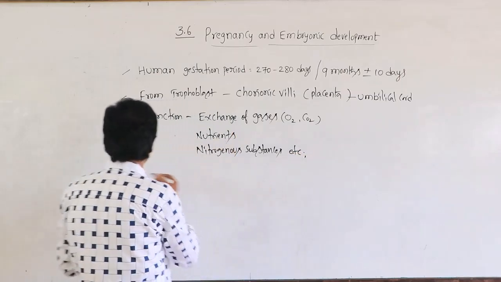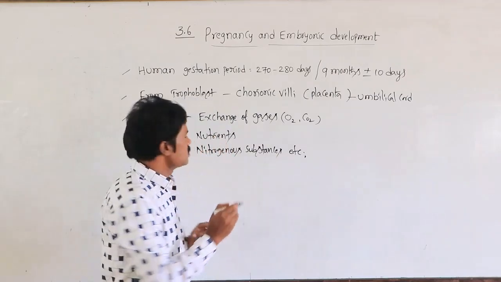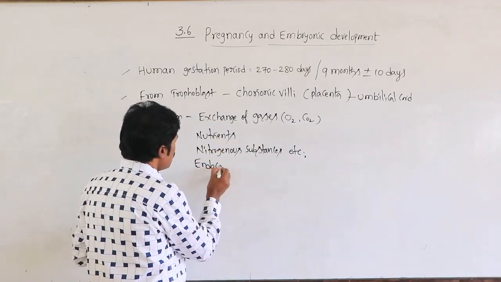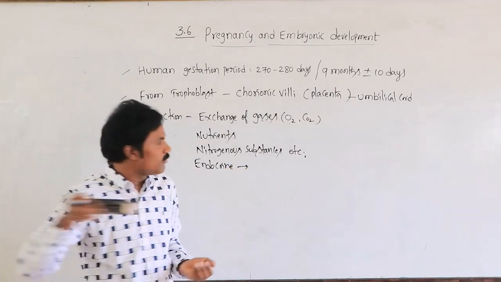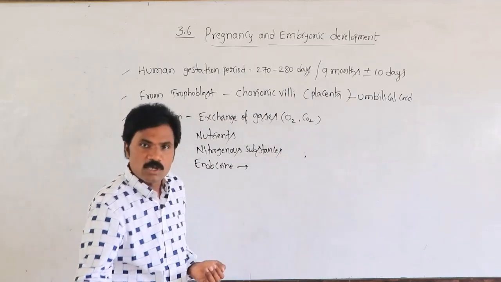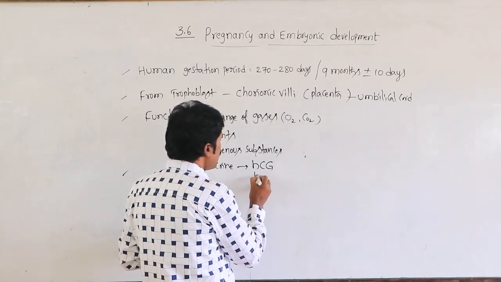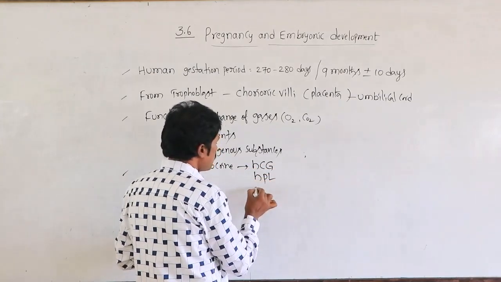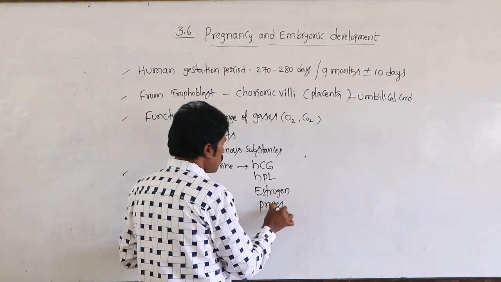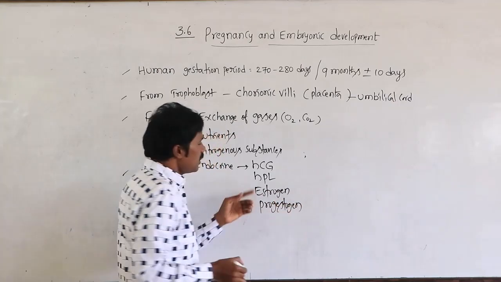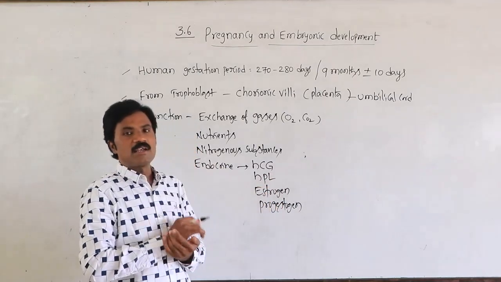That is an important point. Then the placenta also acts with an endocrine function. What are the hormones it secretes? It secretes specific hormones like HCG as well as HPL, then estrogen, then progesterone. Such types of hormones are secreted by the placenta.